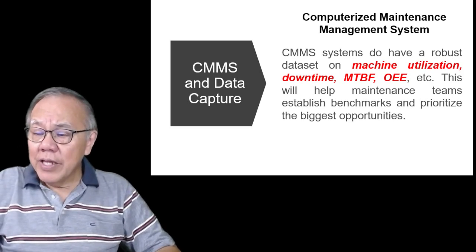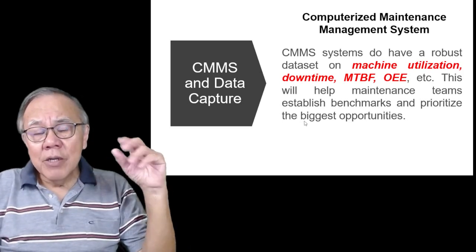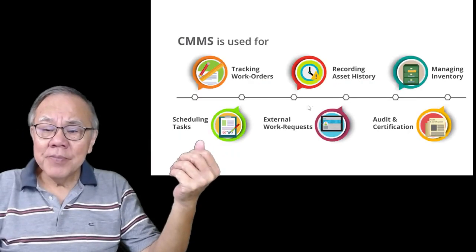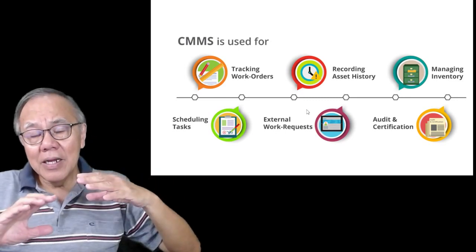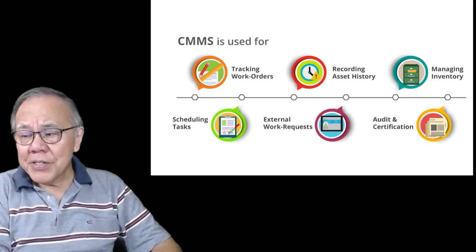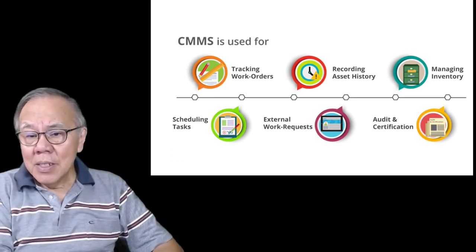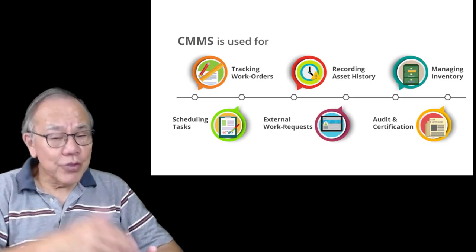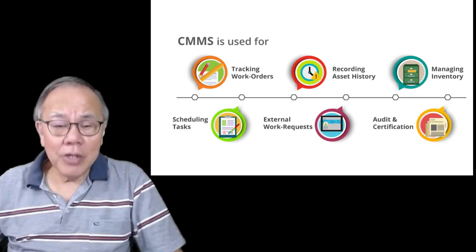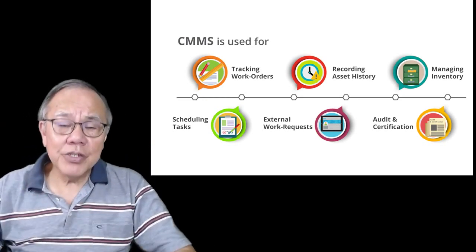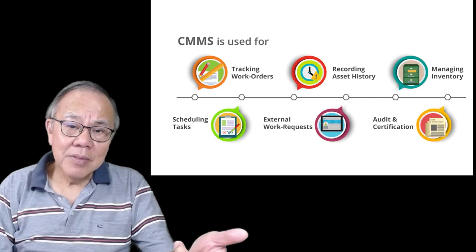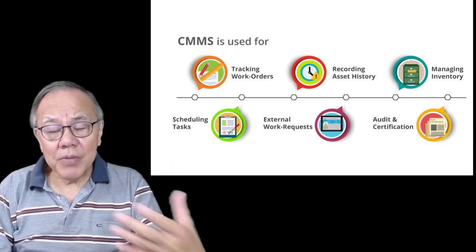So if we can do that, we can use it to enhance our maintenance management system, which will go a long way to increase our asset life. Now, CMMS is basically used for many things, like tracking work orders. You can generate work orders and track them, whether in the area of planned maintenance or otherwise. So you will track whether the job is completed or not completed.